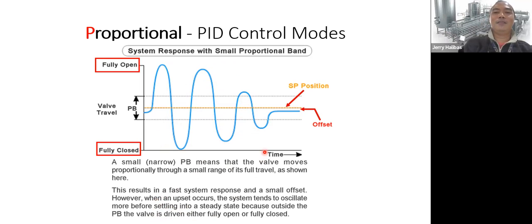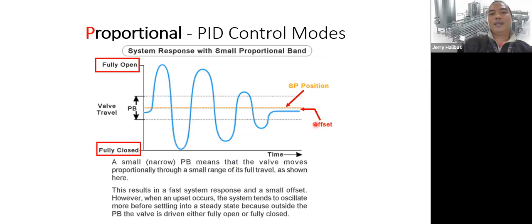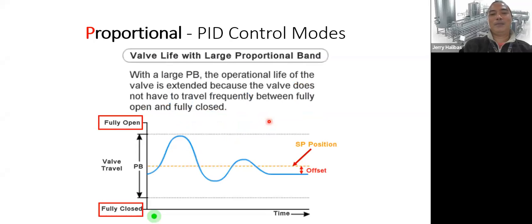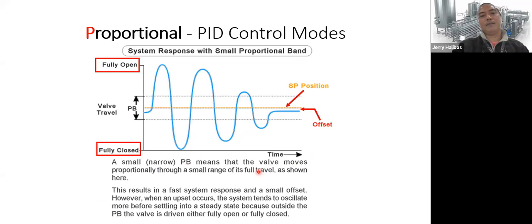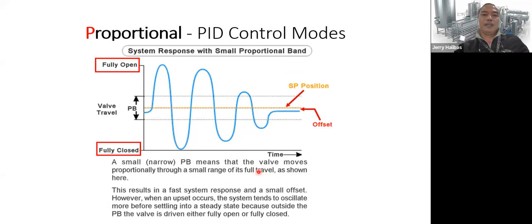So that's the difference between a large proportional band and a small proportional band. With the small band, before it reaches the steady state, like before you reach your destination in the elevator, it swings up and down between floors. But with the large band, the response is slow. So you should balance the proportional band: not too high, not too low.